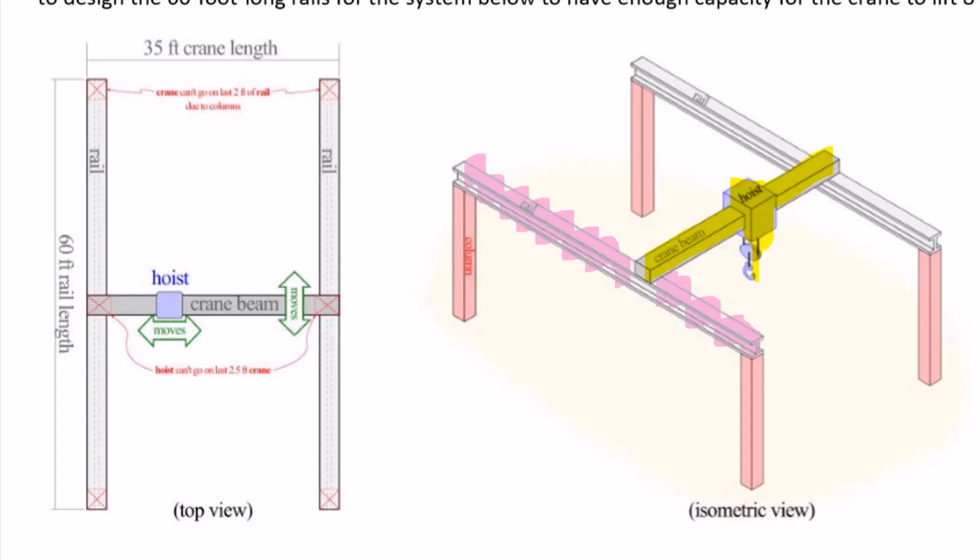There are some limitations: the crane can't quite reach the end of the rails because of the columns, and the hoist can't quite reach the end of the crane beam because of the rails. So those are physical limitations, and they're all spelled out in the overall document. But what you're going to do here is think about worst case scenarios. You're actually going to use the tables that are on page 3 and 4 of the crane design problem document.